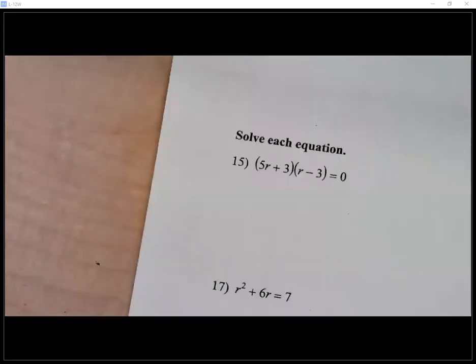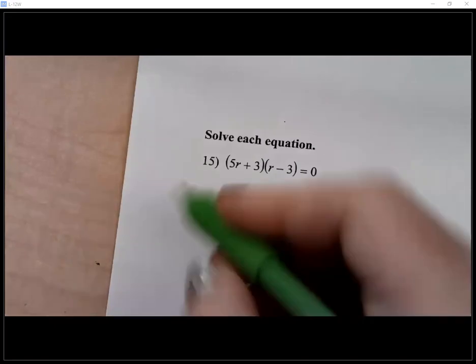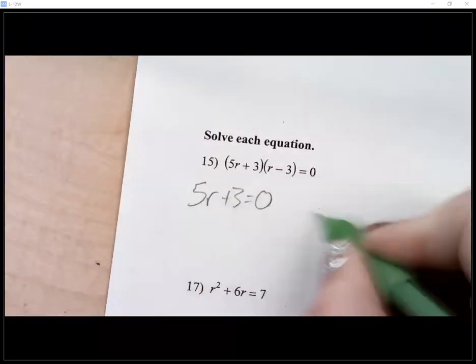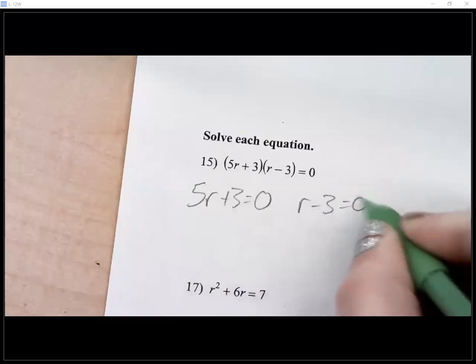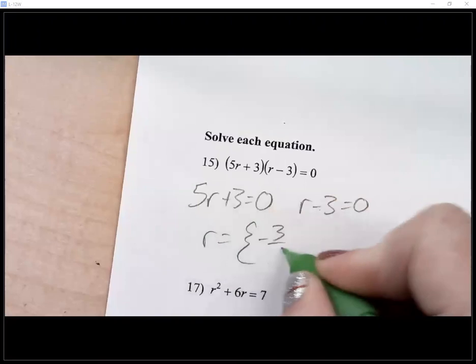15. Some of you went about this a way harder way by multiplying it together and then just factoring it back out. Silly goose. It's already factored. When you are solving this and you already have it factored, all you have to do is set each factor to 0 and solve, right? So you'd have 5r plus 3 equals 0, and r minus 3 equals 0. Solve each one. One of them is -3/5 and the other is +3.